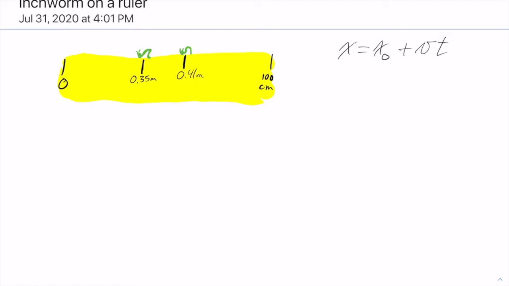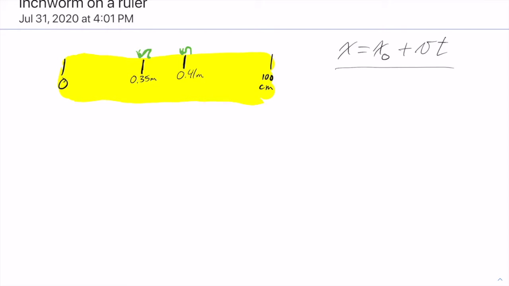Of course, so for our inchworm on the ruler problem, we've got our picture here. The inchworm starts at the 0.41 meter mark and ends 5 seconds later at the 0.35 meter mark. And we want to calculate its velocity in meters per second using the equation given here.